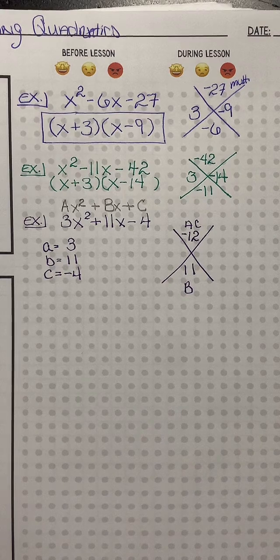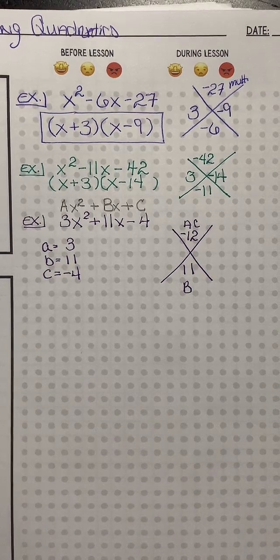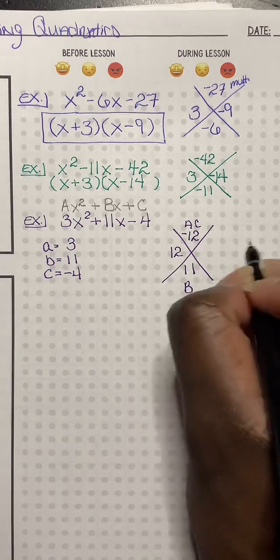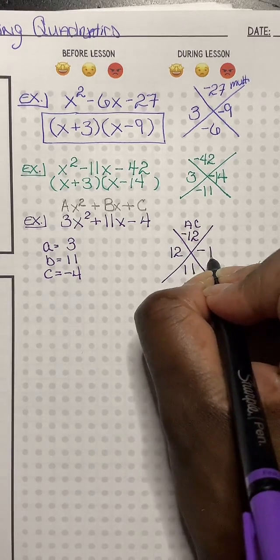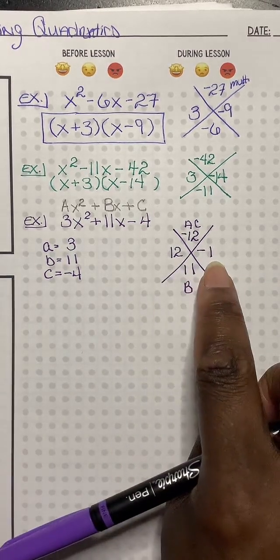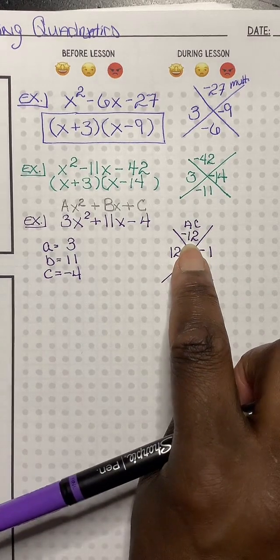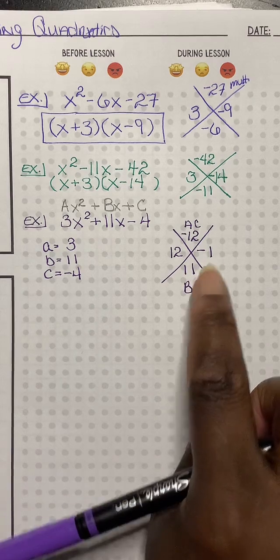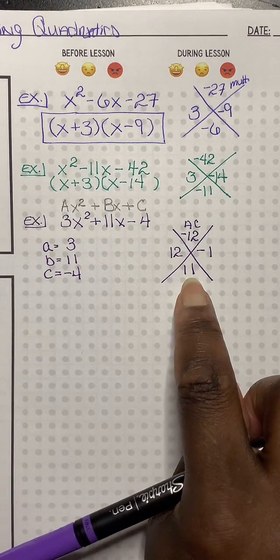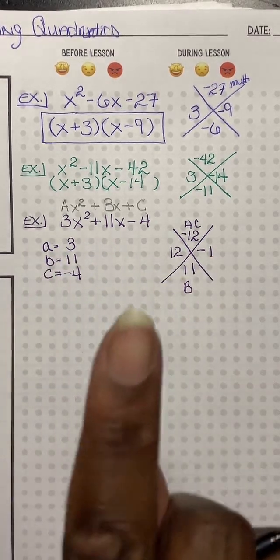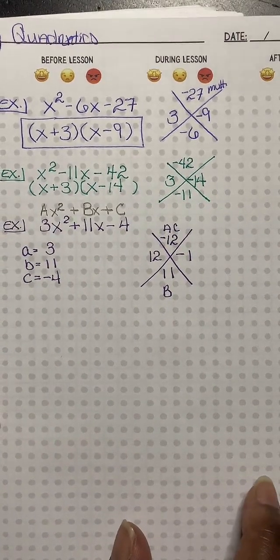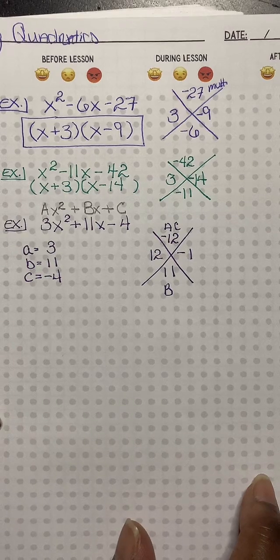All right. So you're thinking -1 and 12. You're thinking 12 and -1. All right. So we have our 12. We have our -1. Because 12 times -1 gives me -12, and 12 plus -1 gives me a positive 11. This is where it differs. Okay? I'm doing what's called the AC method.